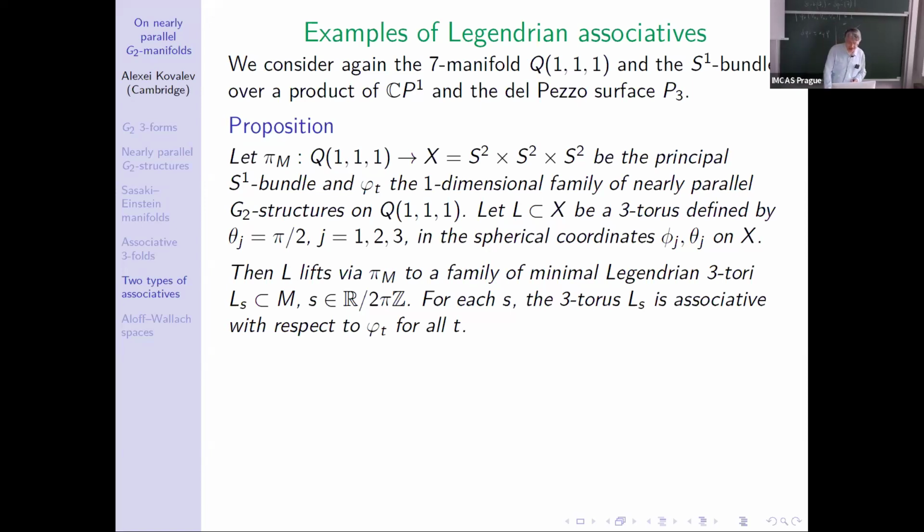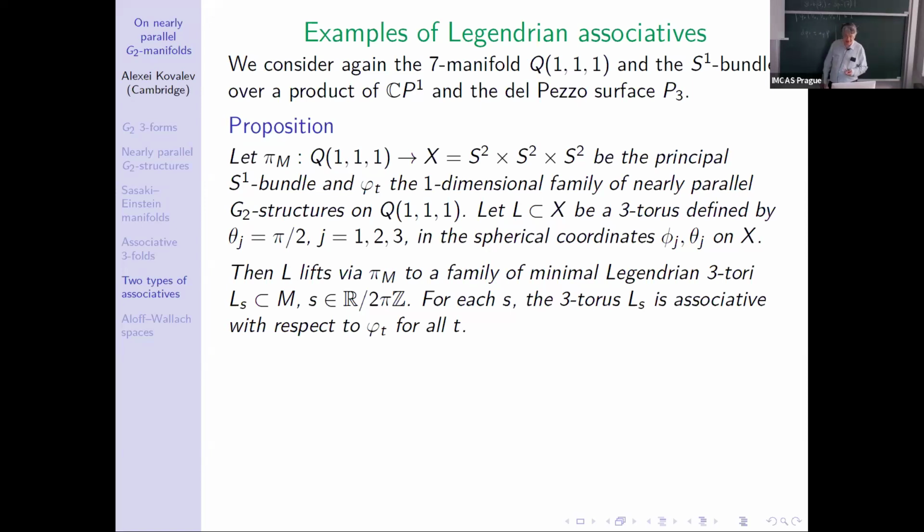We consider a three-dimensional torus, defined by this angle variable, fixing it to be pi over 2. In the spherical coordinates on X, on each copy of S2, we consider standard spherical coordinates, and phi is the one which ranges from 0 to 2 pi, the longitude coordinate. Then the product of three circles gives us a three-torus.